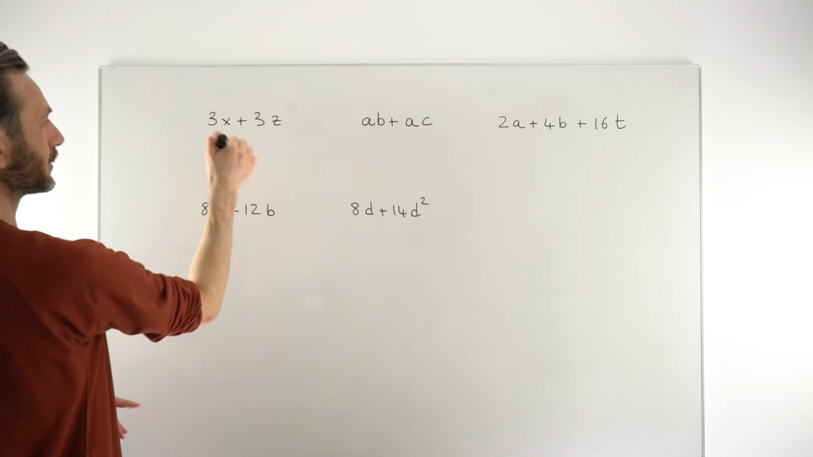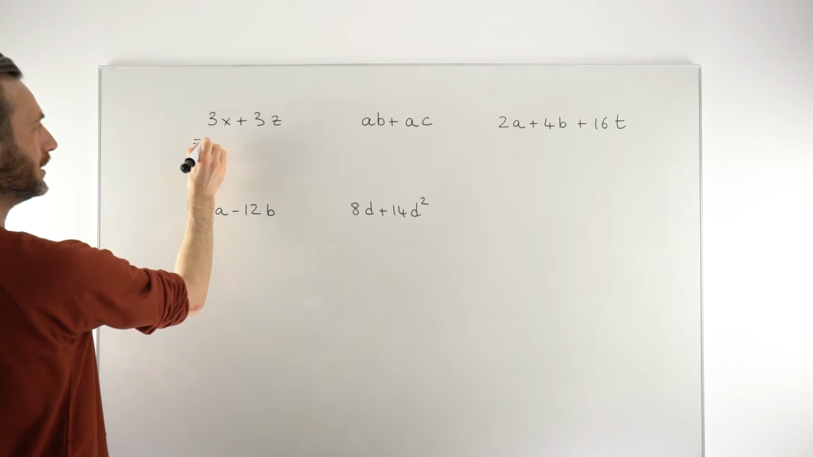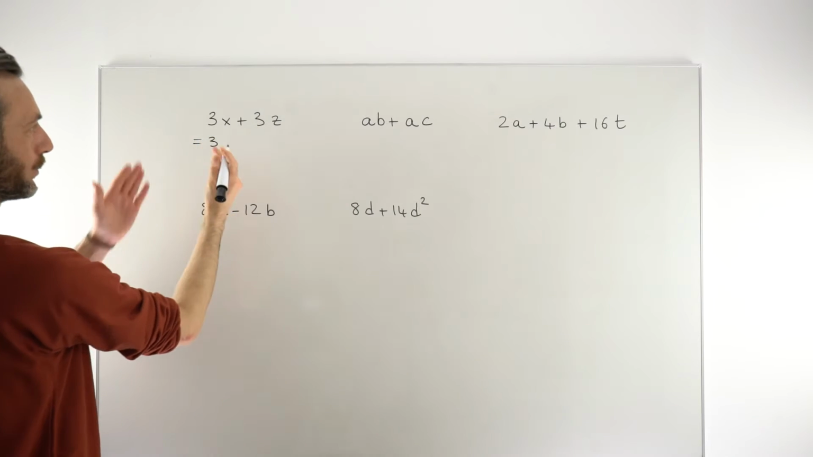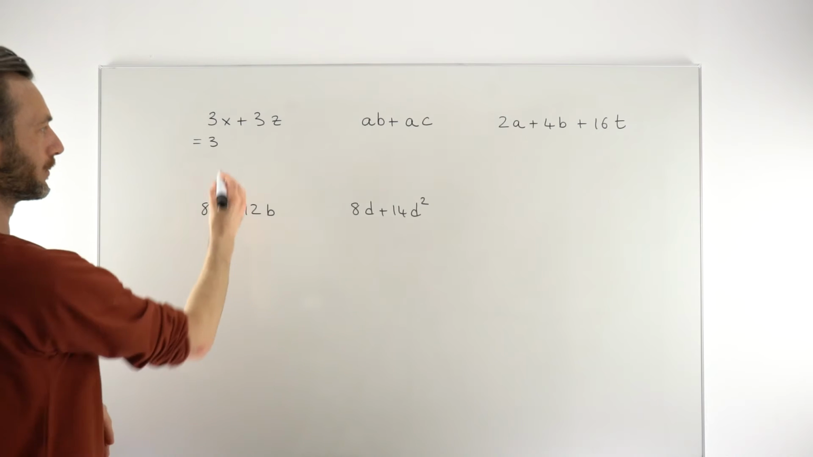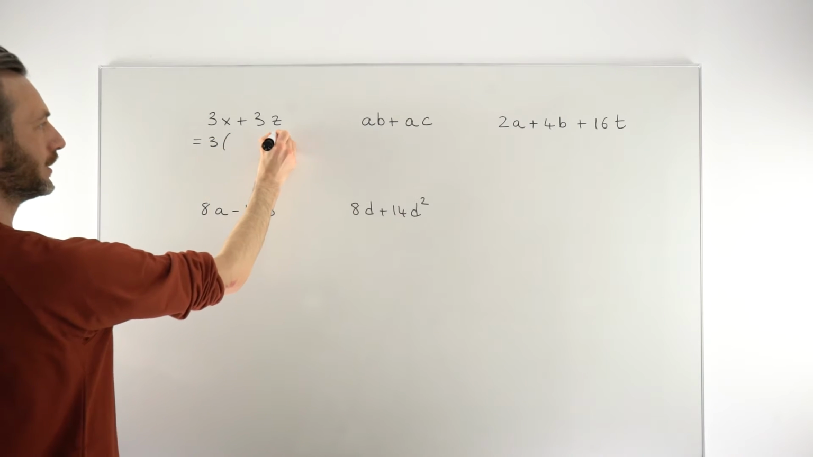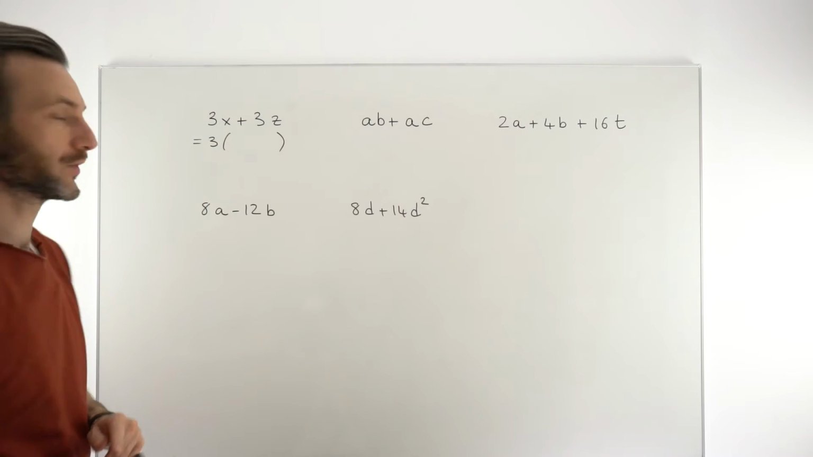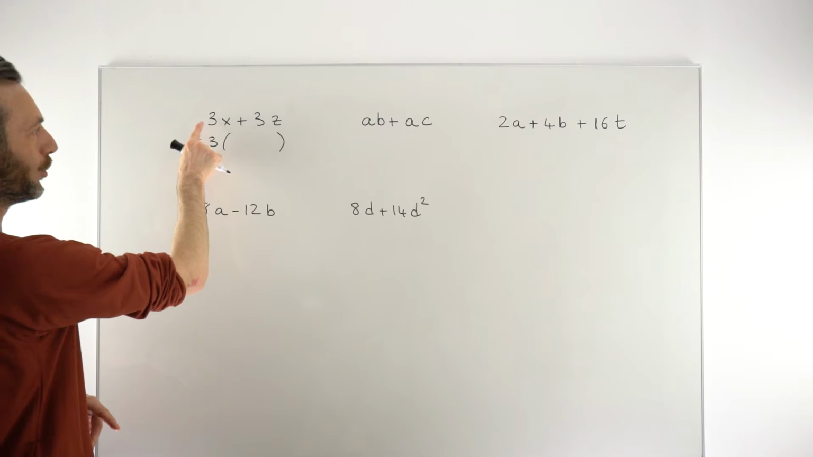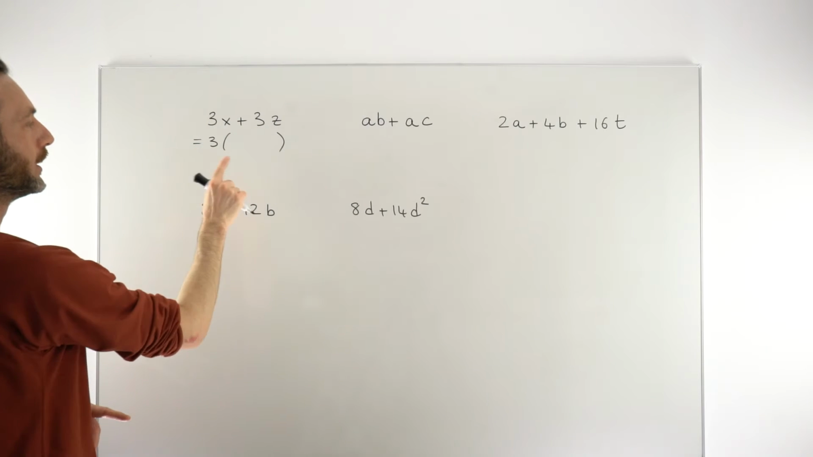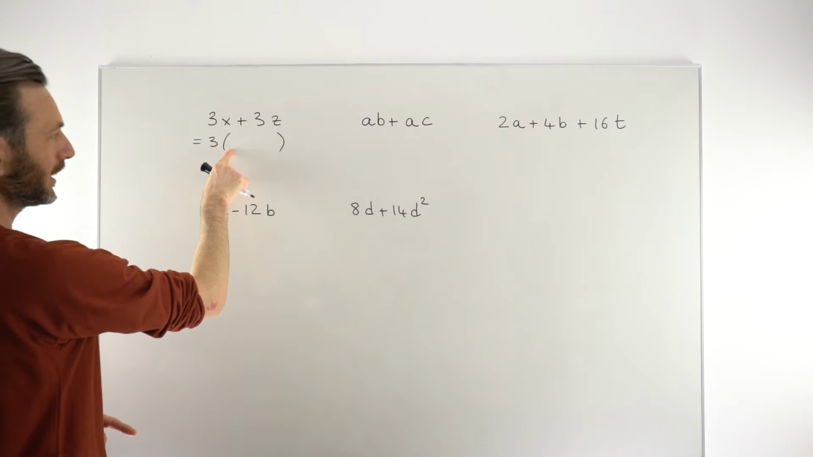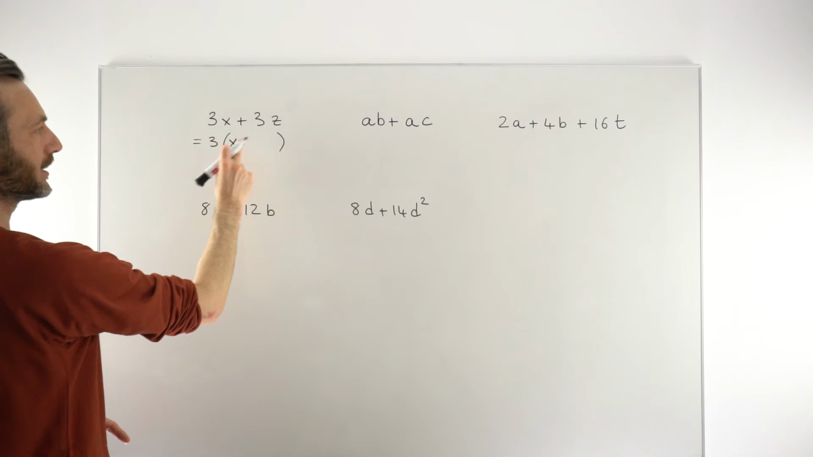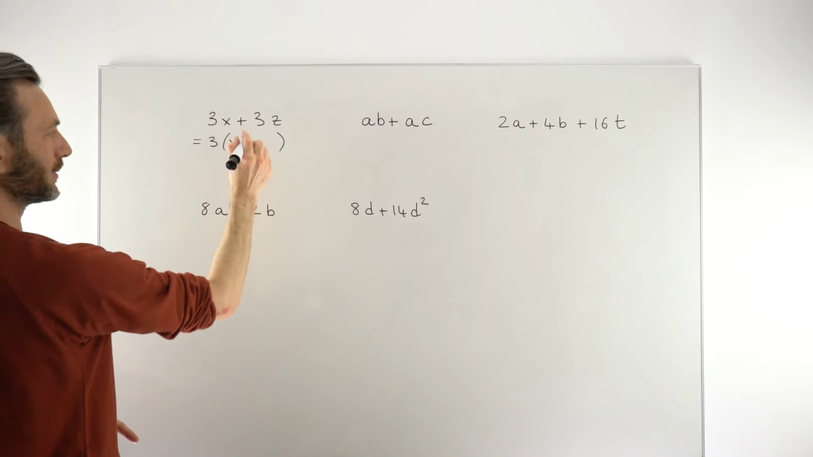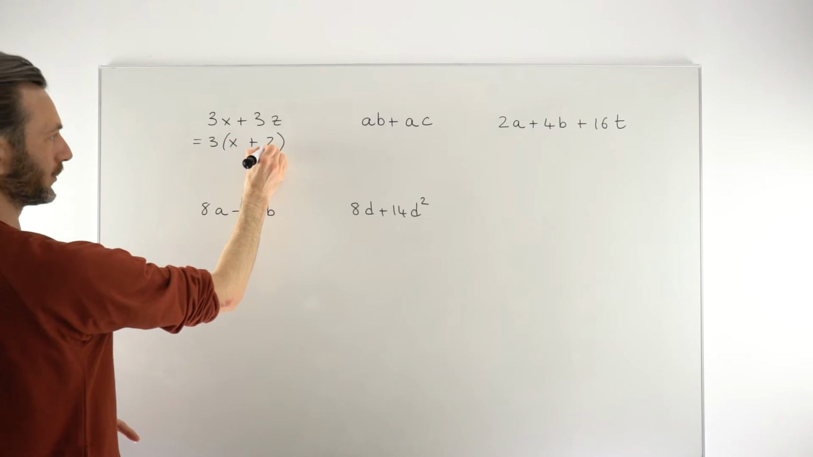But with this one here, the common factor would be 3, because 3 is present in both terms, but more importantly, 3 divides into both terms. So 3 is a common factor. Then we just need to figure out what goes inside the bracket, remembering that we want these two things to be equal. So 3 times something has to give you 3x. Well, that has to be an x. 3 times something to give you positive 3z. So that has to be a positive z.